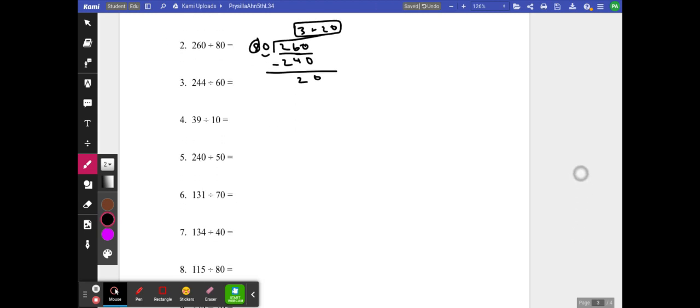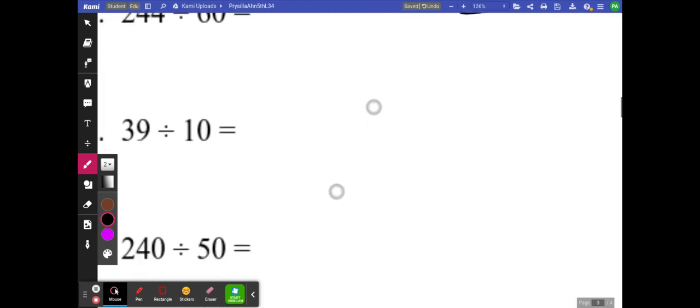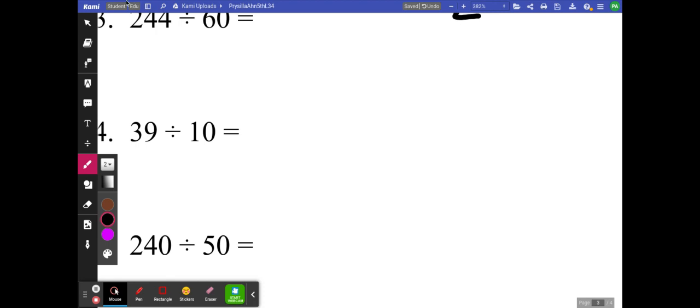Let's try one more. All right, 39 divided by 10. Let's make it easier on ourselves. And once again, I'm just going to go straight into it. 10 does not go into 3, but it does go into 39. Now, obviously, 39 doesn't have any zeros, but 10 is a very easy number to work with.